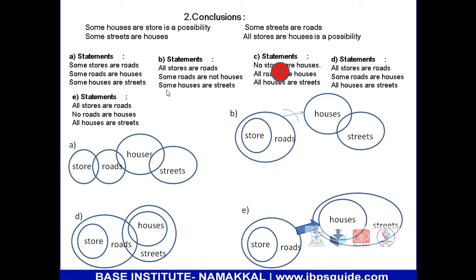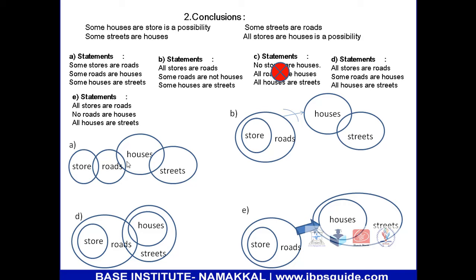Here, comparing the sentence some houses or store is a possibility with all the statements' Venn diagrams, statement E could not follow, because all the stores part is inside the roads and roads are not houses, so we cannot say there is a possibility of some houses or store. But in statement B, some roads are not houses. Only part of the roads is not linked with the houses, so there might be a chance of some houses or store. So we cannot neglect statement B.